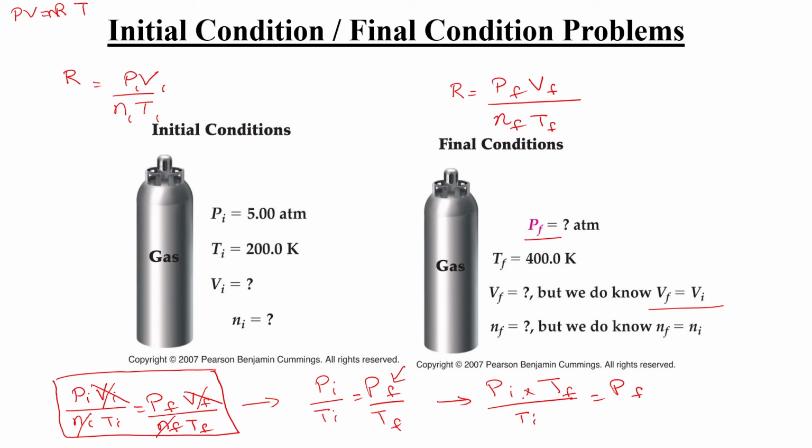Now, if we plug in the numbers in this formula, our initial pressure is 5 atmospheres, final temperature is 400 K, initial temperature is 200 K. So your final pressure is 10 atmospheres. Okay, so you have 3 sig figs here, 4 sig figs here, 4 sig figs here, and your answer is 3 sig figs.